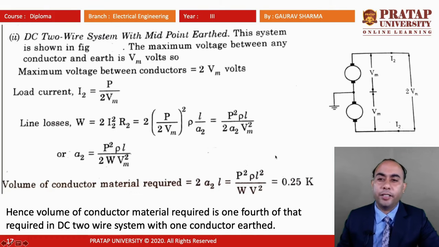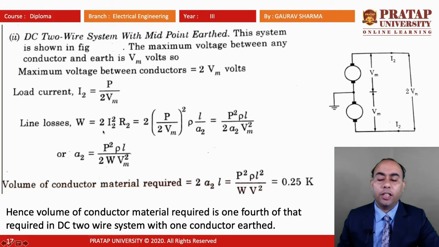Next, the DC two-wire system with midpoint earth. We draw the diagram. From the midpoint to a conductor the voltage is Vm, and from the midpoint to the other conductor it is also Vm. So the maximum voltage between conductors is 2 Vm. The load current, which is the current flowing, is I2, and I2 is equal to P upon 2 Vm.